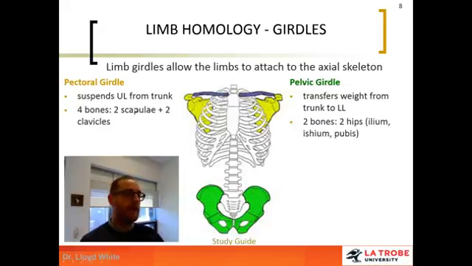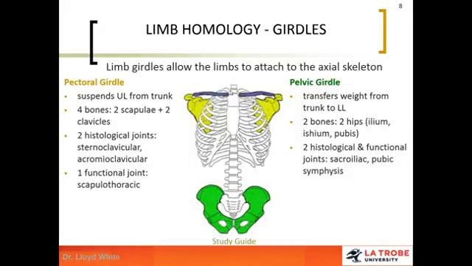Pectoral girdle is made up of 4 bones, so 2 bones on each side, whereas the pelvic girdle just has the 2 bones, the 2 hip bones articulating with each other. Now it's important to recognise that the sacrum is not considered to be part of the girdle. The sacrum is part of the axial skeleton or vertebral column.